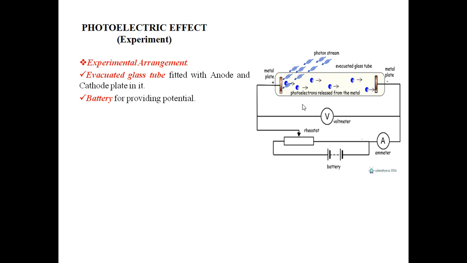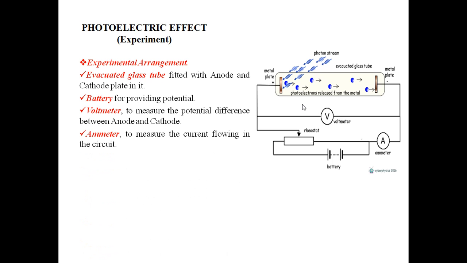Second, we have connected a battery for providing potential, because positive and negative potential are provided between anode and cathode to flow the electrons, so the battery is used for this purpose. Voltmeter: here the voltmeter is used to measure the potential difference between anode and cathode, and the ammeter, as we discussed earlier, is connected in series in the circuit to measure the current flowing in the circuit. And here is another component, the rheostat. We know that it is an electrical device used to control the current by varying resistance.